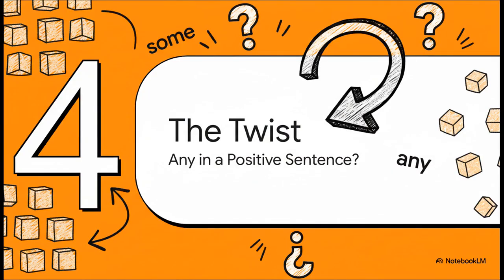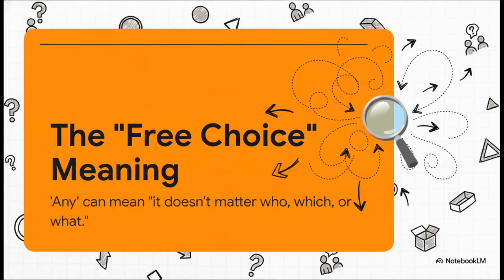Okay, so you're feeling good. You've got the rules down. Some is for positive, any is for everything else. Simple, right? Well, get ready for the plot twist. Sometimes any shows up smack dab in the middle of a totally positive affirmative sentence. How on earth is that possible? It's possible because any is kind of like a secret agent with a double identity. It can take on a completely different meaning, what we call the free choice meaning.